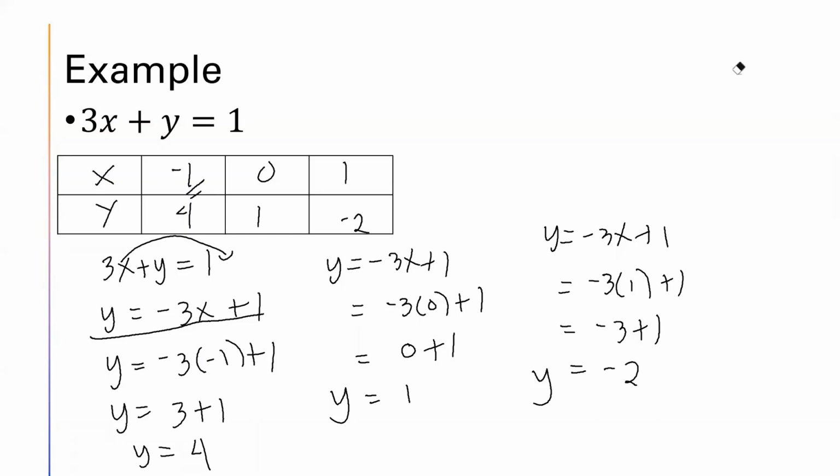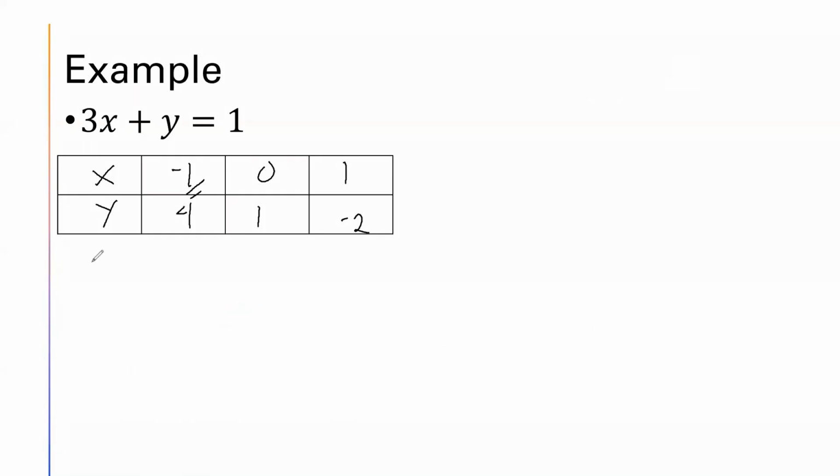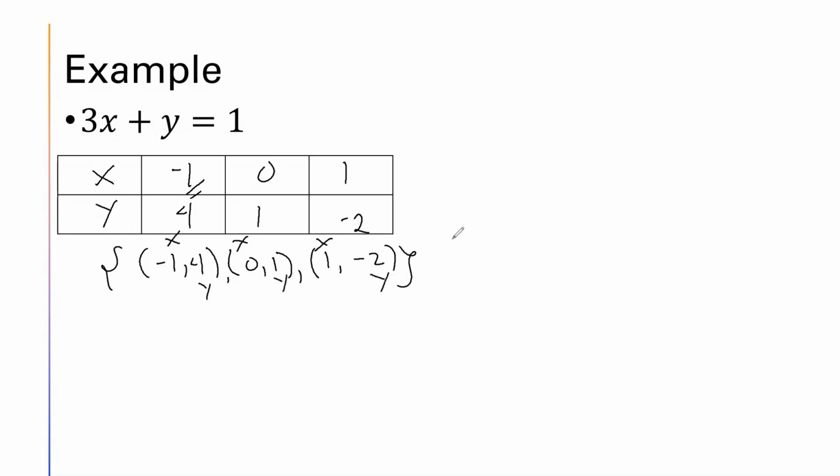So how are we going to write this in the set of ordered pairs? Let us erase this, please. Okay, the set of ordered pairs, this is now negative 1, 4, 0, 1, and 1, negative 2. This is x, x, x, y, y, y.